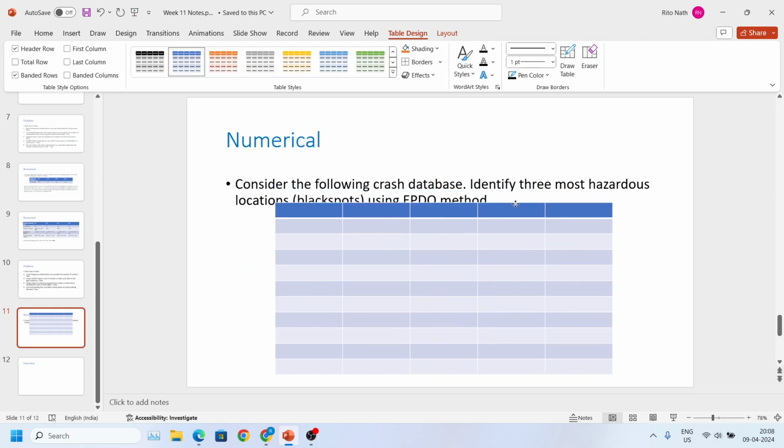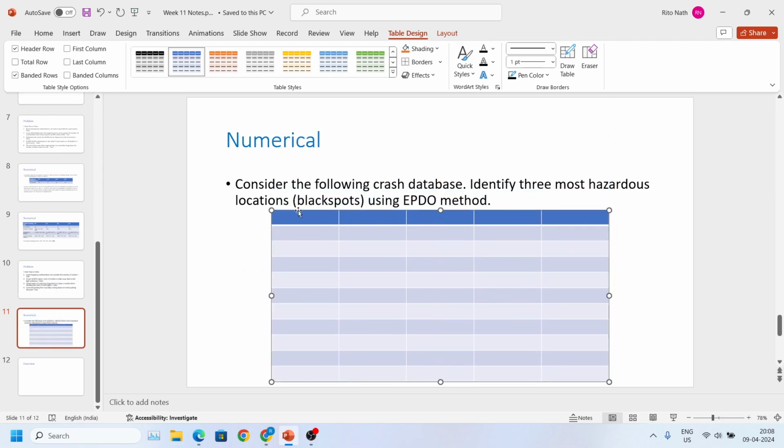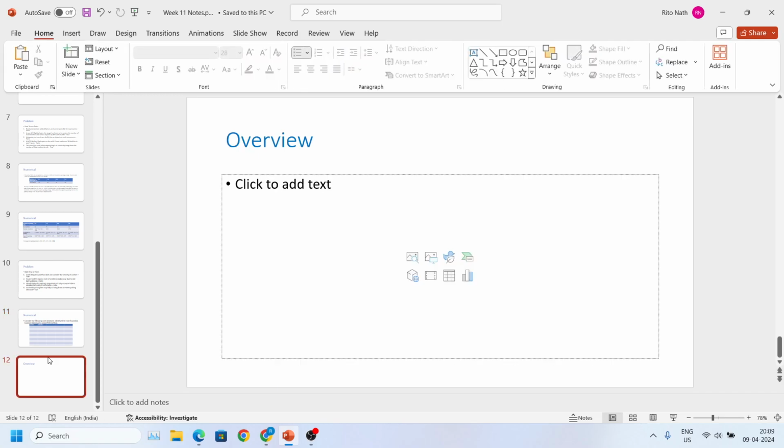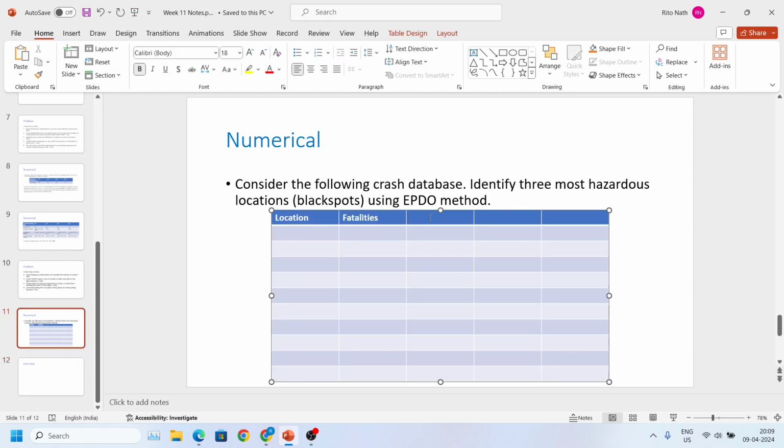Fill this table. This is location, then you have different classifications of accidents. So this is fatalities. Then you have major injuries, some minor injuries, and then you also have low injury crashes.